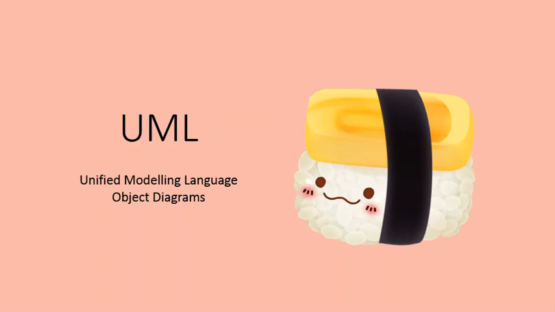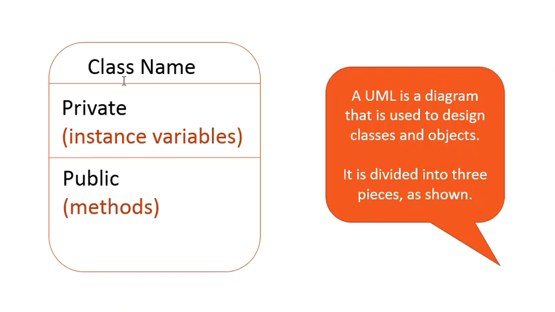UMLs are diagrams that are used to design objects. They're in this format. We put the class name at the top, then we put all the private elements of the class, normally the instance variables. Sometimes there's methods too, but for us, just instance variables. And then we put all the public elements, which are going to be our methods, in the bottom.